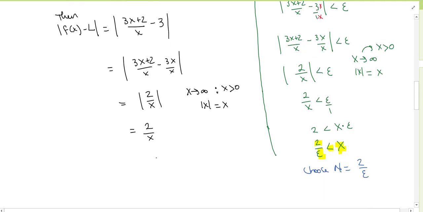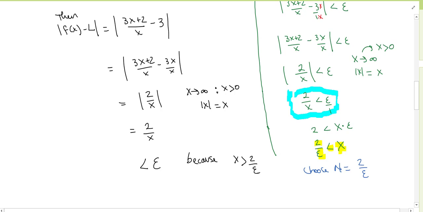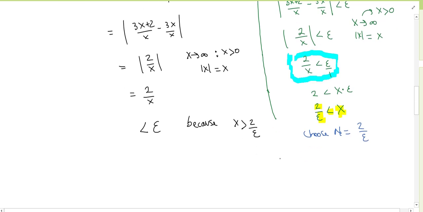And now there's something that comes out of our scratch work. So I'm going to draw your attention to this portion. We already have here 2 over x. Notice that we have 2 over x here. So this, I can say, is less than epsilon, because of the n that we chose. Because we already know that x is greater than 2 over epsilon. And so that's why we can say that.